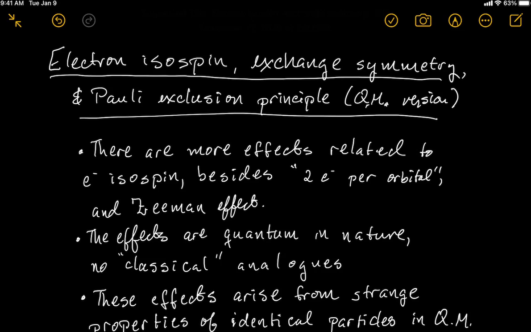So that's one effect. And then the other effect, of course, is this Zeeman effect that we discussed, the splitting of various energy levels due to the presence of a magnetic field. However, there are some other effects that are really quantum in nature. We're going to have to represent them in wave functions. There's really not a classical analog.